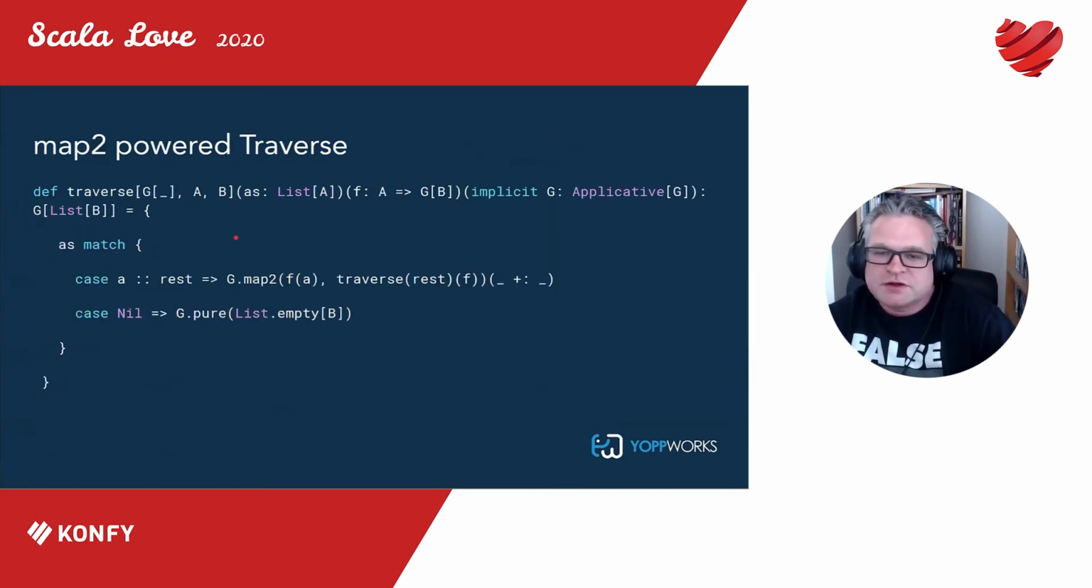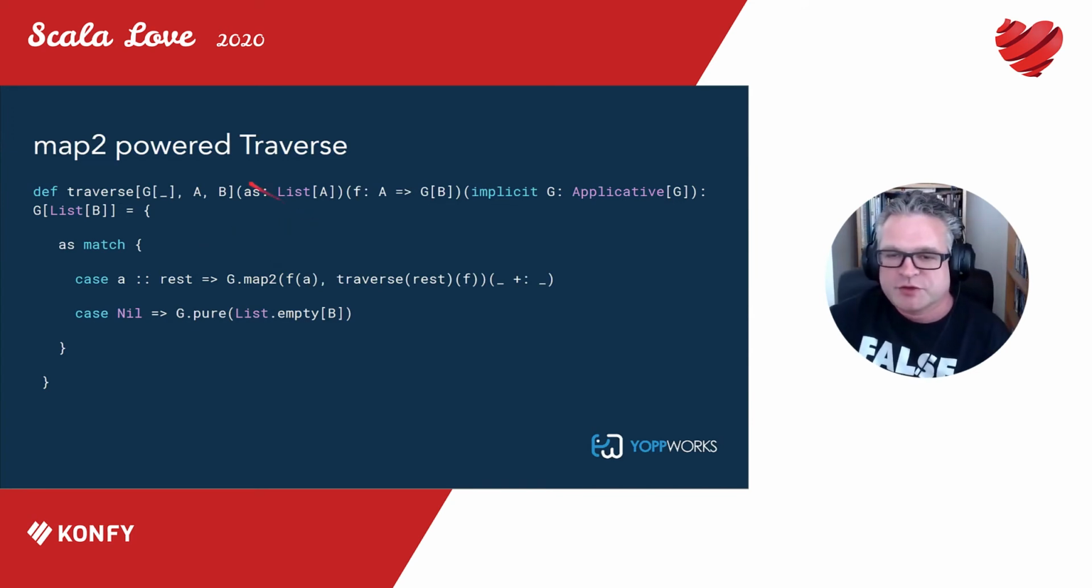So a lot of people rave about traverse. Traverse is a very powerful function. You can see traverse in the Scala standard library, where you can use it to, say, turn a list of futures into a future list, which is a very common problem that comes up. And we can implement traverse using map2, and therefore we can implement it using app.